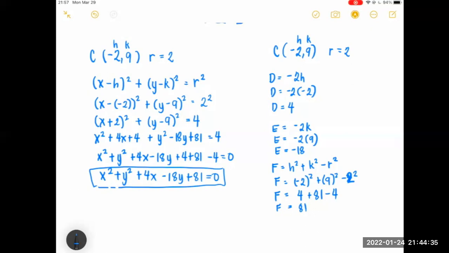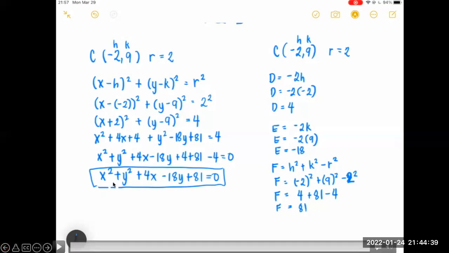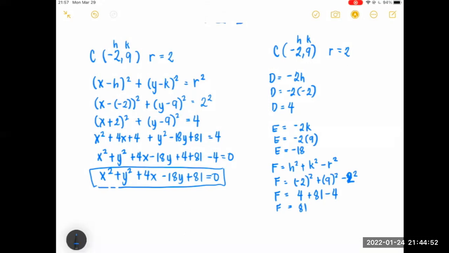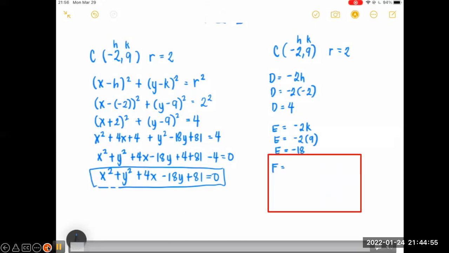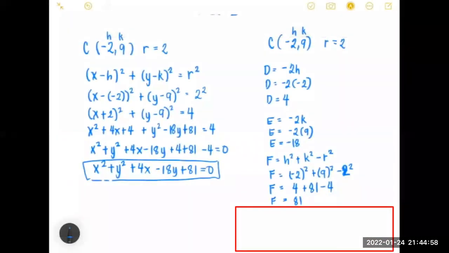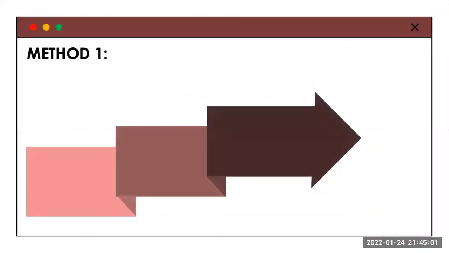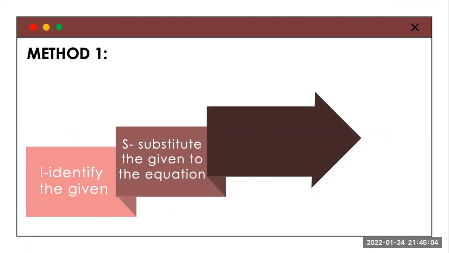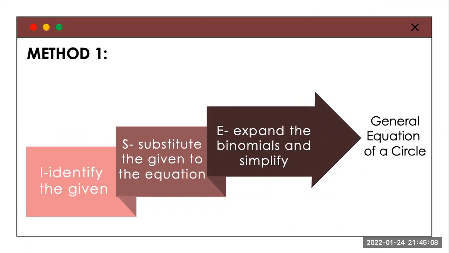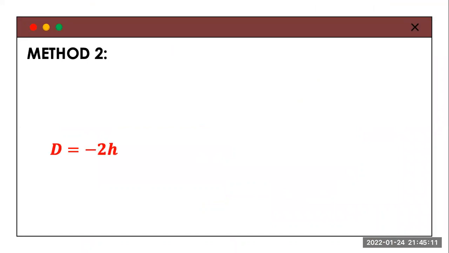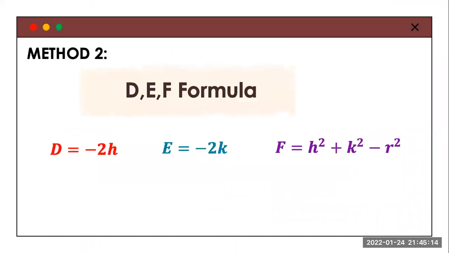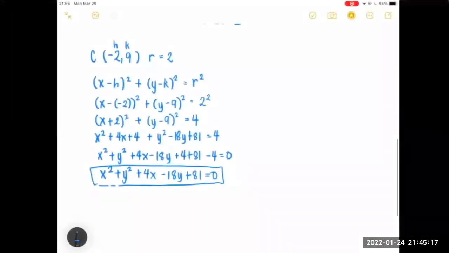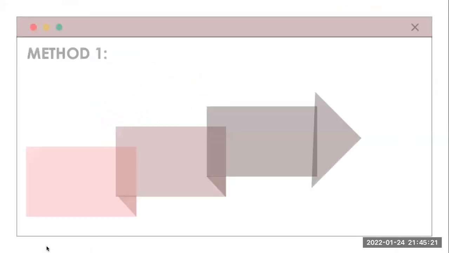So kung mapapansin nyo, meron ka ng D, E, and F, and comparing it to our original equation, di ba ang D, 4. Uy, tama. E, -18. And F, 81. So everything is in its place. Again, you can choose whichever is more comfortable with you. Kung saan kayo mas gamay. Okay. Method 1, ang ating expansion, general equation. And your method 2 is the DEF formula. Pwede kayong mamili kahit alin dyan for you to be able to solve the problem.